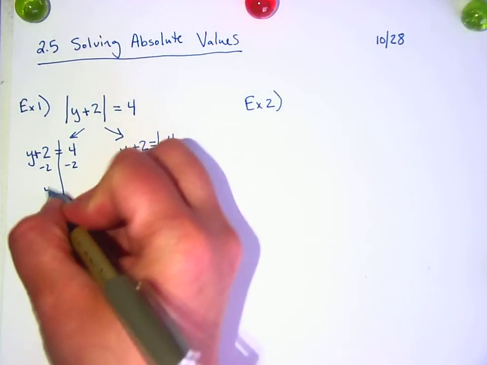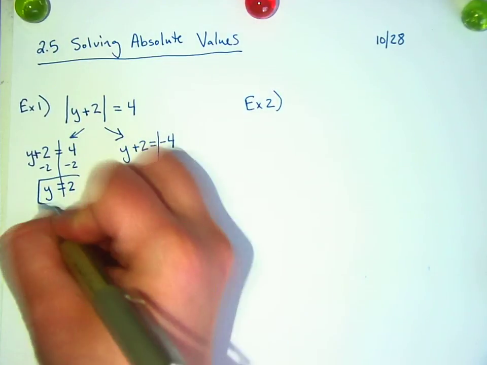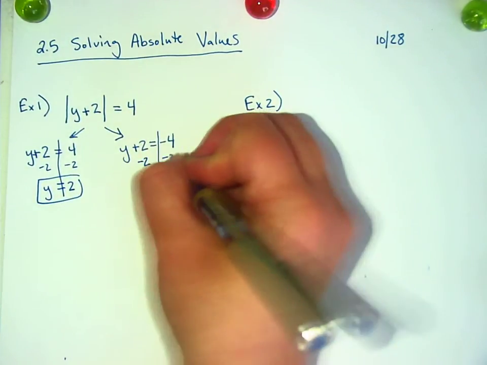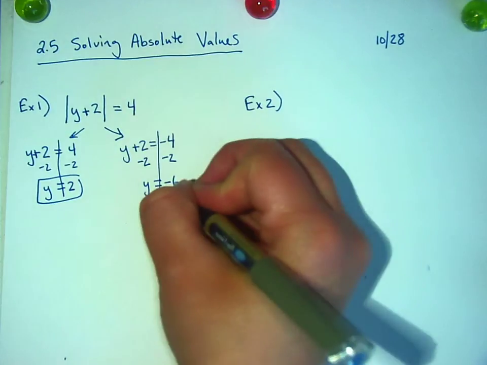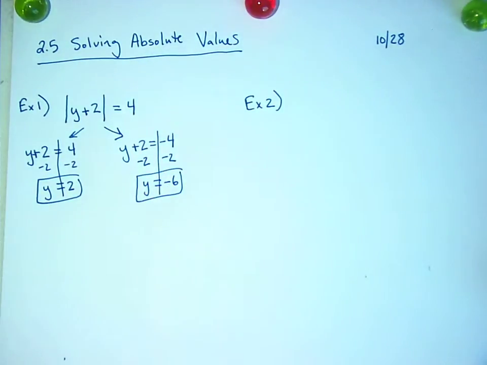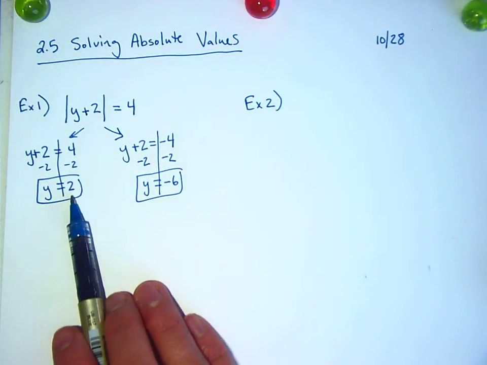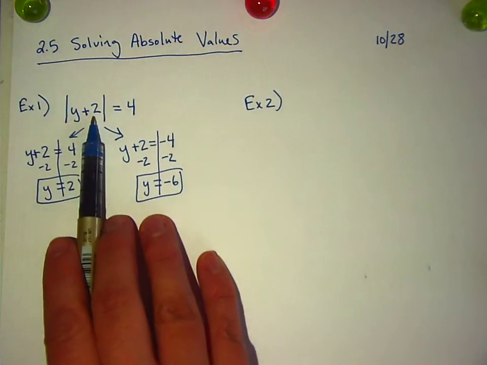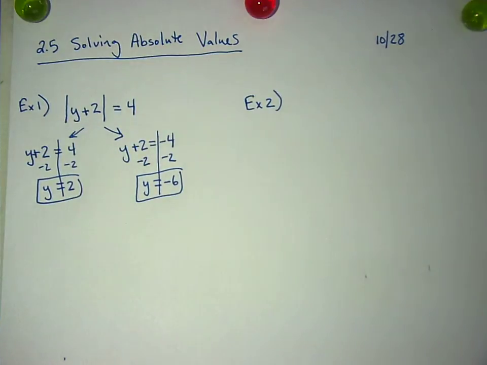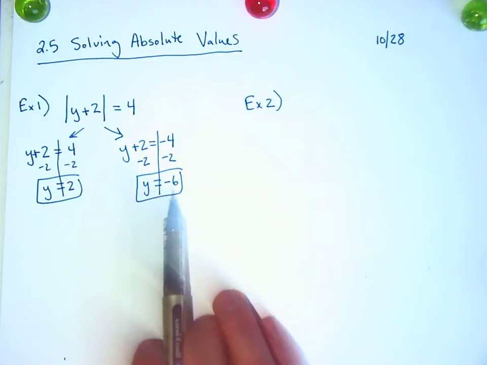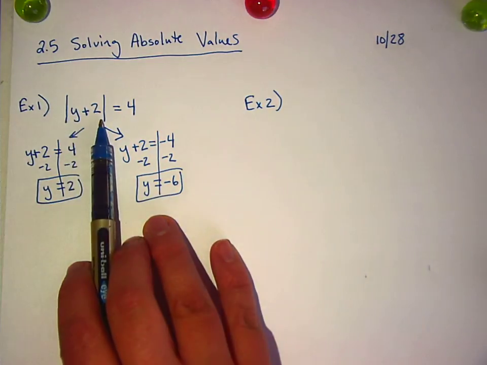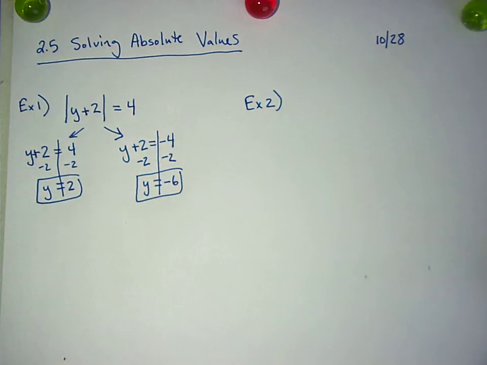Minus 2 on both sides, I get y equals 2. That's one of my answers. And minus 2 on both sides, y equals -6 is my other answer. Now let's say theoretically we wanted to look in here. So if I plugged in 2 into this equation, I get 2 plus 2, which is what? 4, and the absolute value of 4 is 4. Okay, we did that one right. And then if we plug in -6, -6 plus 2 is what? -4, and the absolute value of -4 is also 4.